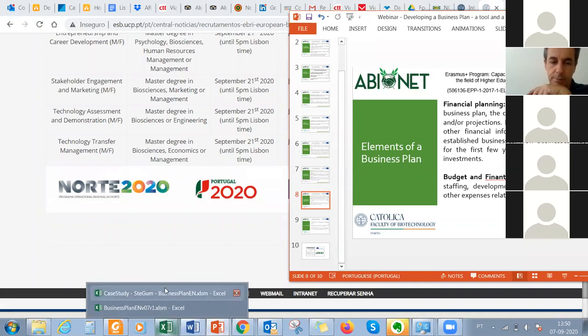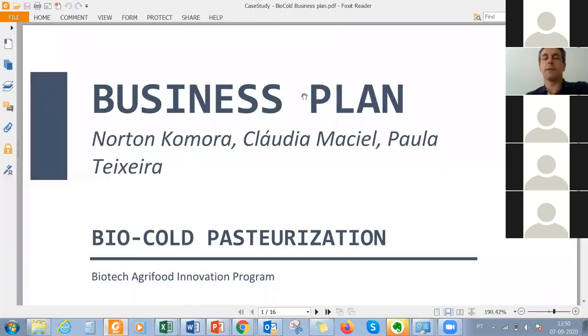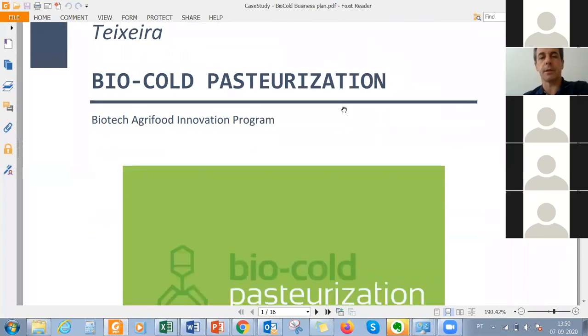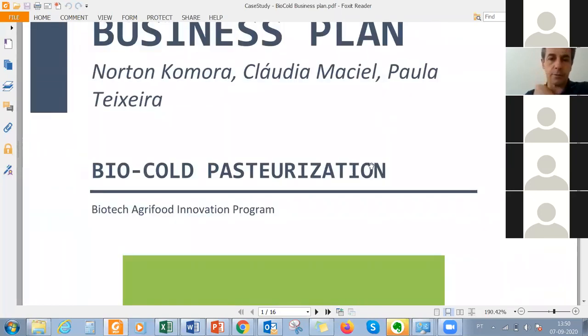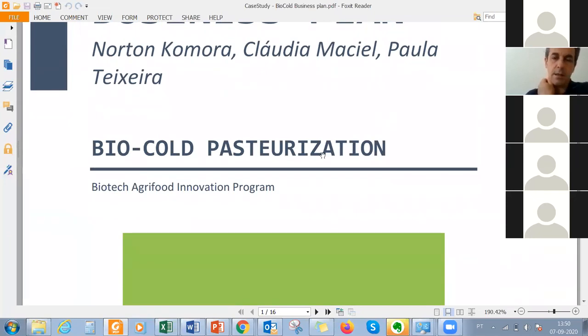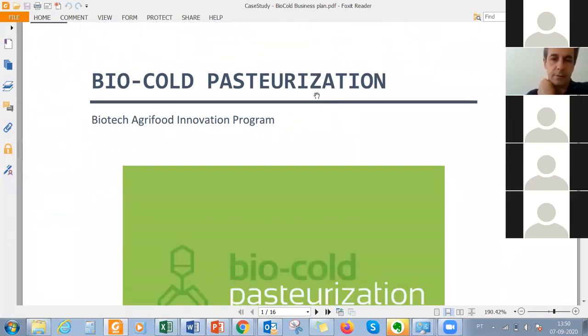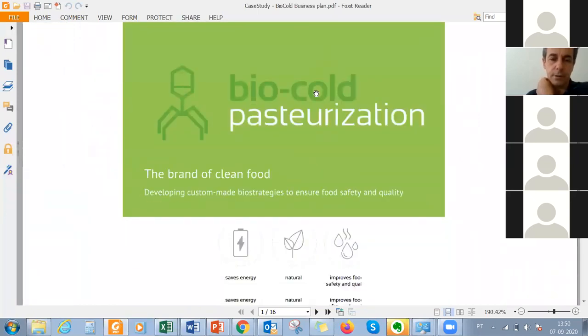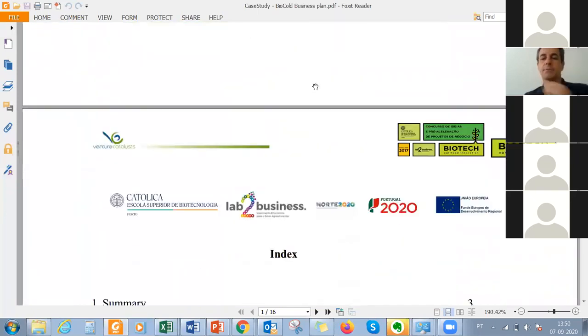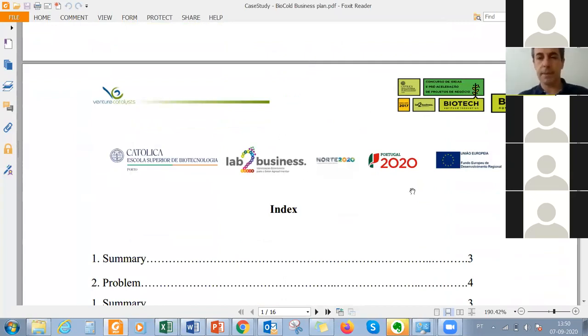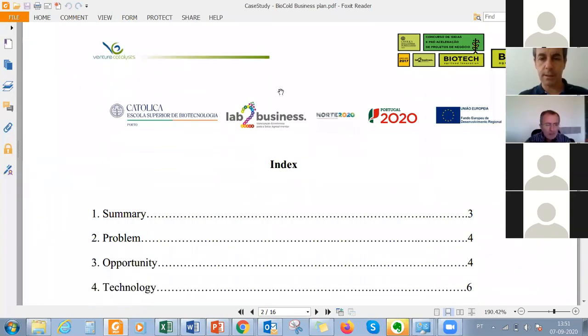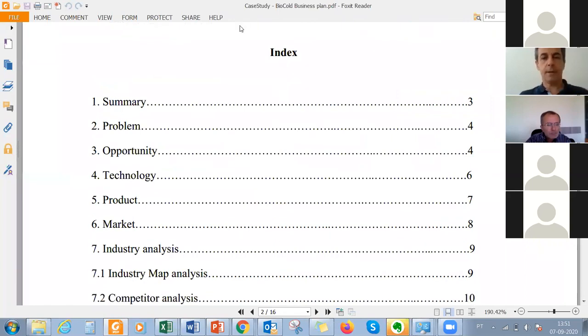I will end up with an example of a business plan. Let me show you how the report of the business plan could be presented. This is a technology for pasteurization that uses different technologies to approach pasteurization, and the business plan was part of a competition we were able to organize, and you see their summary.